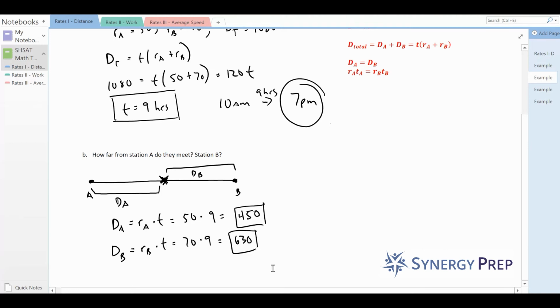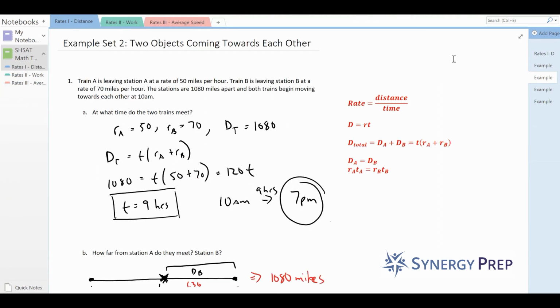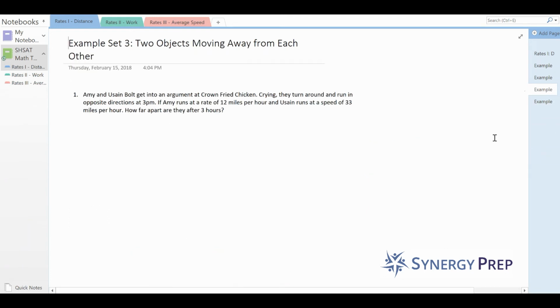If you were to add these two numbers together, 450 plus 630 does indeed give you 1080 miles. As I mentioned, the equation for two objects moving towards each other or two objects moving away from each other is basically the same. So let's look at the next example.